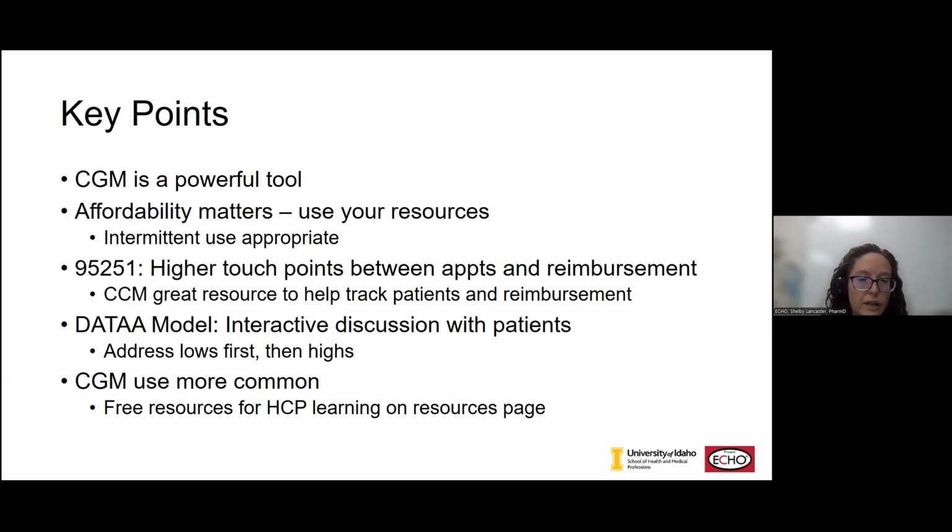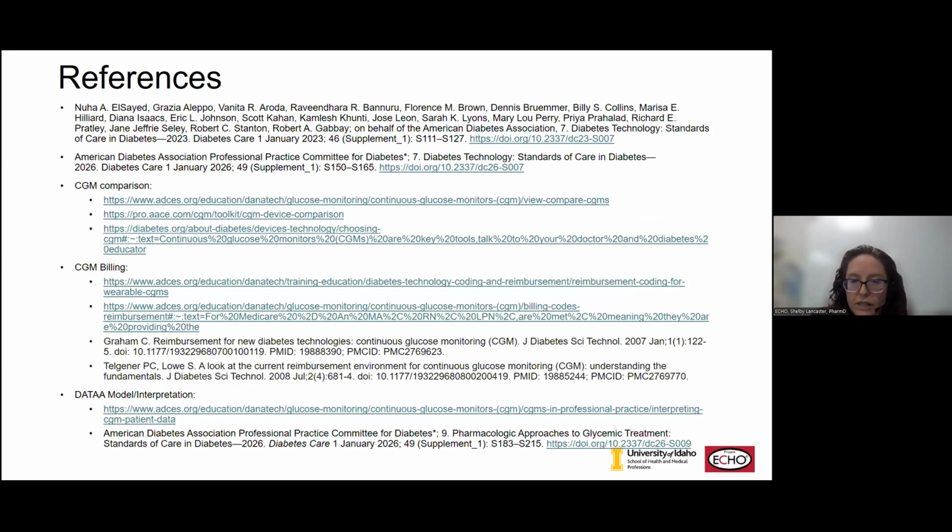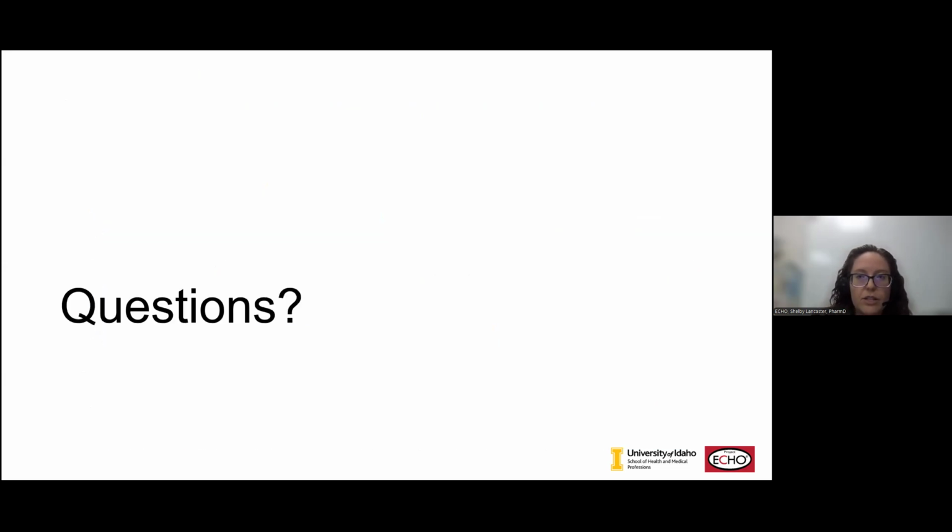CGM use is becoming more and more common, so it's really important for us within the primary care setting to be able to access this data and know how to read it and use it. There are a lot of free resources for healthcare providers to learn how to do this, and I do have some information on the resources page for you regarding that. I have some references listed here, and do you have any questions?